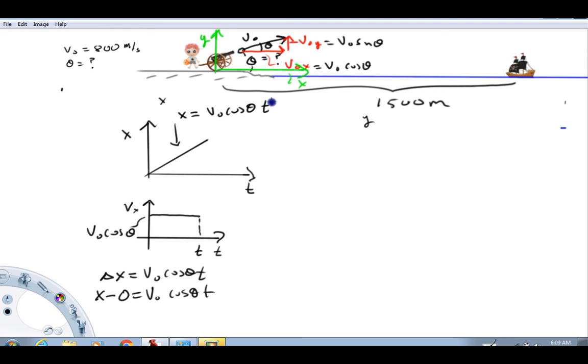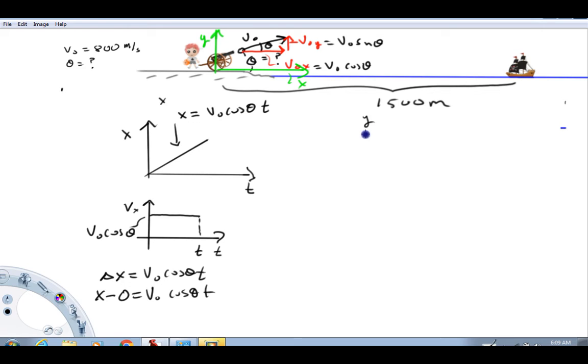Now, keep in mind I'm working this thing out algebraically. The v sub o is a known value. The x is a known value. However, theta and t are both unknown. So now we need to move on. Now we're going to take a look at the y direction.